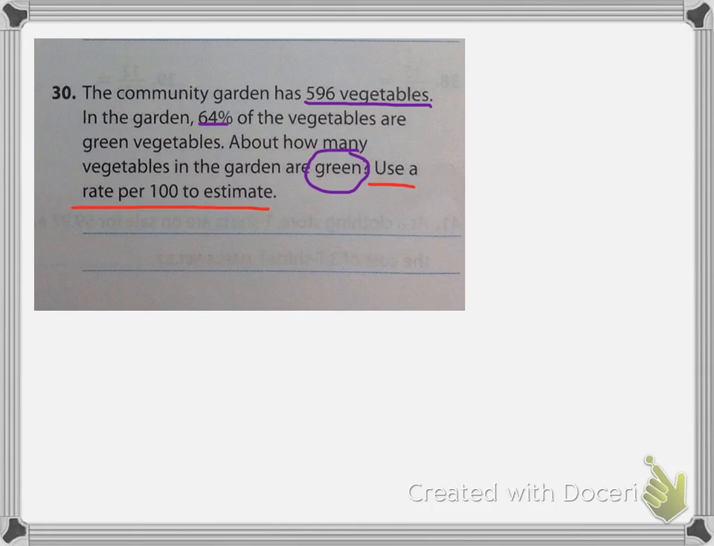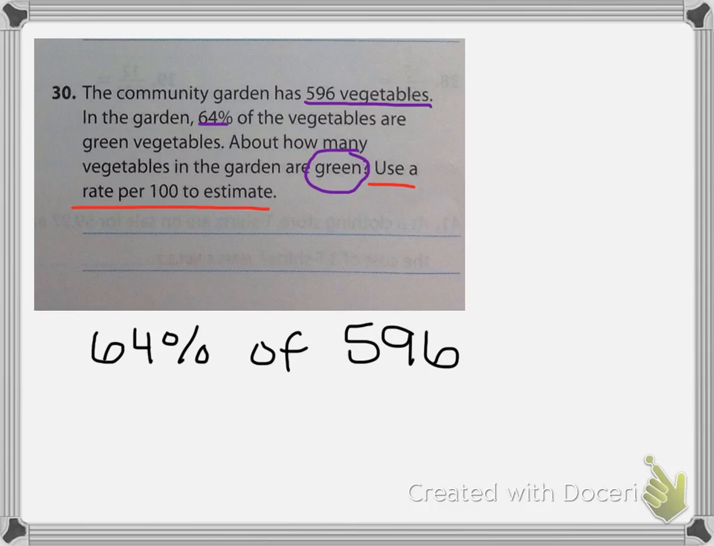So anytime it tells you something specific, like a specific strategy to use, that's what you need to use to set it up. So your very first step, though, before you use any strategy, before you estimate or round at all, you're going to be setting up the problem. So you need to know what 64% of 596 is. So that's what you have to start with. This is A1A, number 1 important right there.